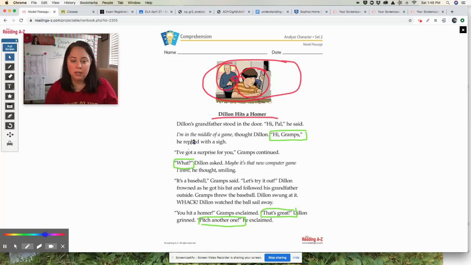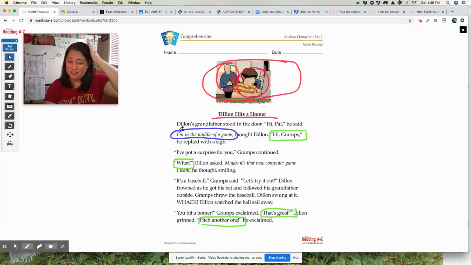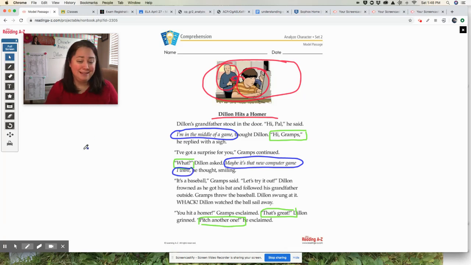So here he says, I'm in the middle of the game. Now remember, he says those things in his head. He doesn't say them out loud. And then he says, ooh, well, maybe that's the new computer game I want. So it seems to me that Dylan is not thinking about baseball. He's only thinking about the computer.